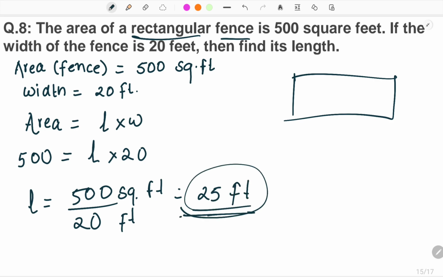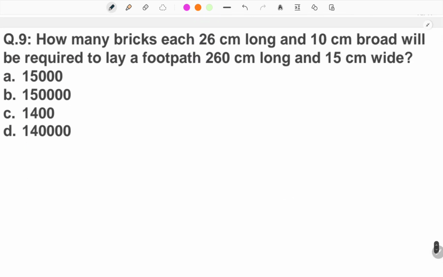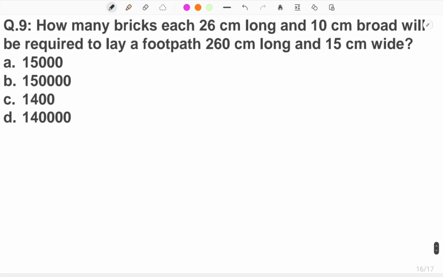I hope you have got this answer for the given question. Moving ahead to question number 9. How many bricks, each 26 centimeter long and 10 centimeter broad, will be required to lay a footpath of 260 centimeter long and 15 centimeter wide? Now look here, for this particular question, the length I mentioned into the question of brick.